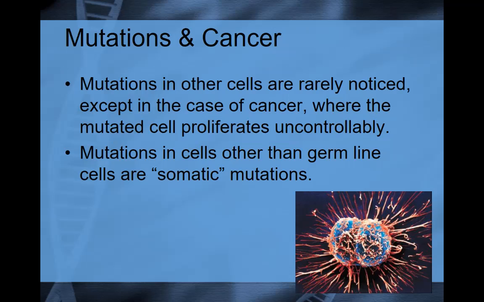Now, I have to say, mutations are always thought of as this dark, deep, horrible thing. But mutations in your body cells in particular are rarely noticed, except in the cases of cancer where they mutate uncontrollably. And we've talked a little bit about the impact with respect to cancer. Mutations in cells other than germline cells are known as somatic or body mutations. And the image that you're seeing here is a color augmented picture of breast cancer.